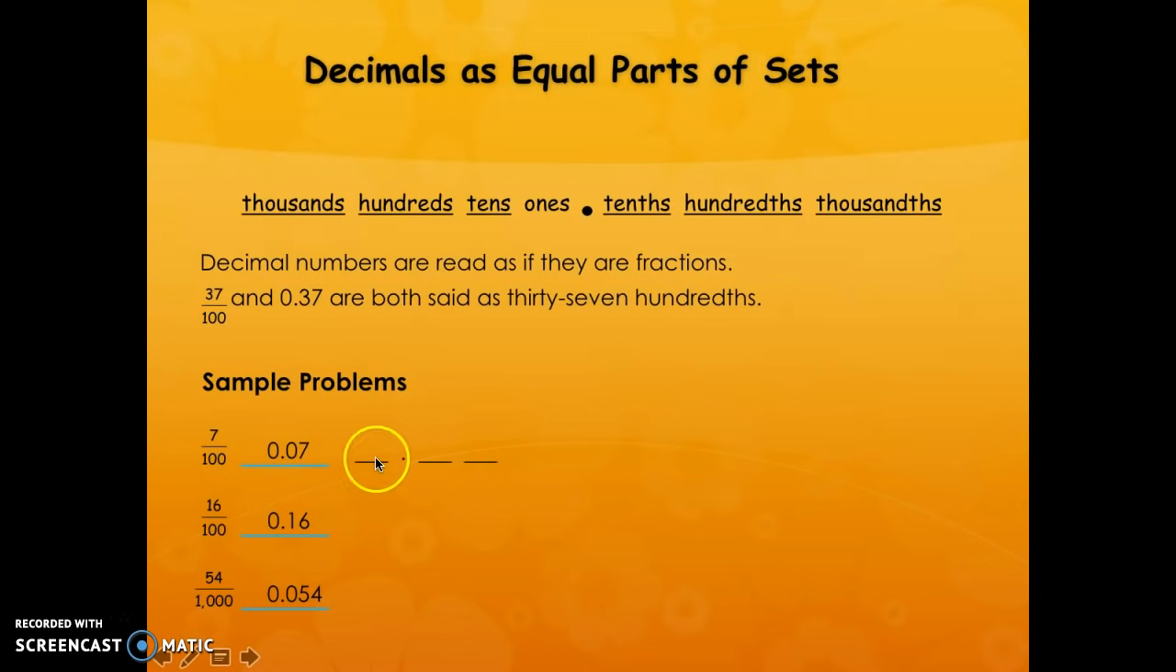So what I like to tell kids to do is draw some blank lines. When you have 7 hundredths, put a 7 in the hundredths place, and then everything else needs to be filled in with a 0. So with 16 hundredths, make sure that your 16 lands in the hundredths place, and then fill the rest in with a 0. Same with thousandths. Make sure the 4 of your 54 is going to land in the thousandths place. There's your 54. Fill in your other places with zeros.